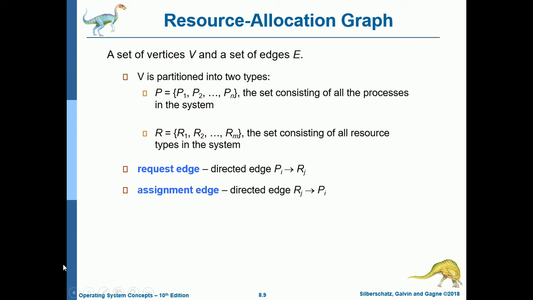So we have two edges. The request edge is a directed edge from P sub i going to R. If the arrow is from P going to R, it is a request edge, meaning the process has not yet acquired that particular resource and requests for it. While the assignment edge is a directed edge, the opposite of the request edge, from R going to P. If the arrow is from the resource going to P, it means that the process has already acquired the said resource. That's why it is called an assignment edge.